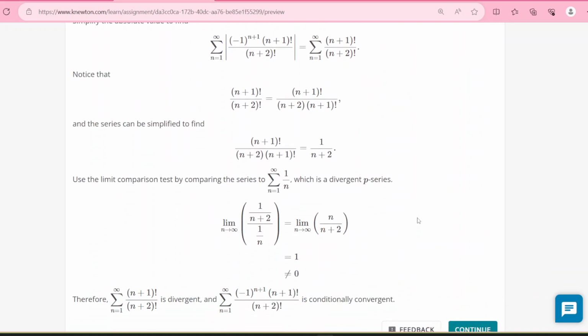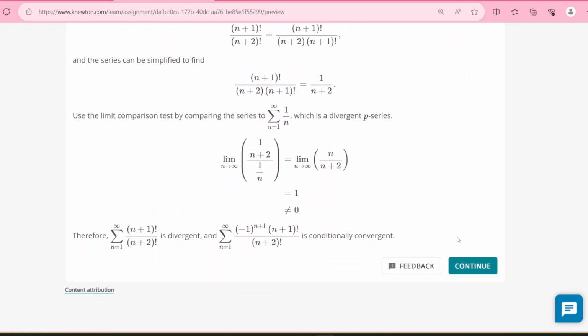All right. And did they do a limit comparison? Yeah, they did limit comparison, just like I did. Cool.